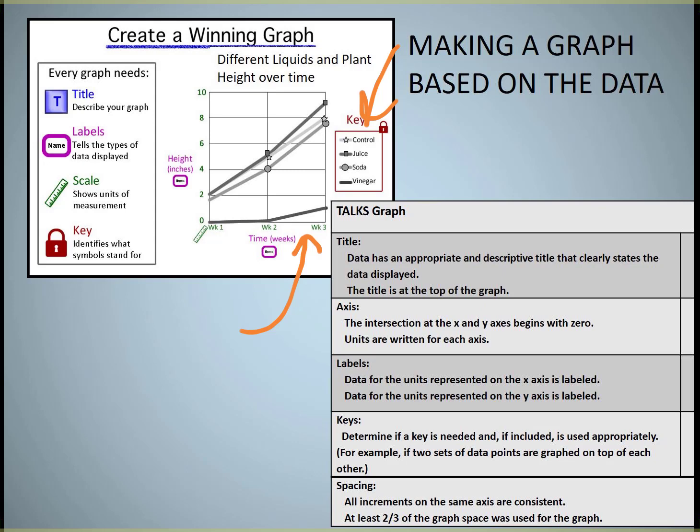So this graph has all the parts that we need. It has a descriptive title. That's the dependent versus the independent. We make the graph fill the space. We have a key because we have more than one thing on there. And we have counted with consistent intervals on both the x and the y axes.